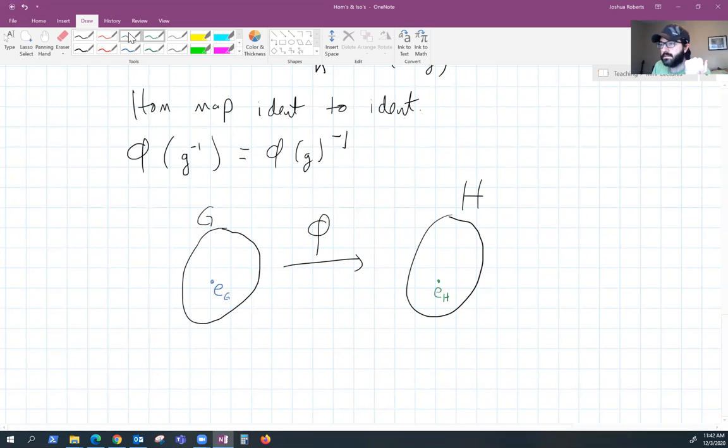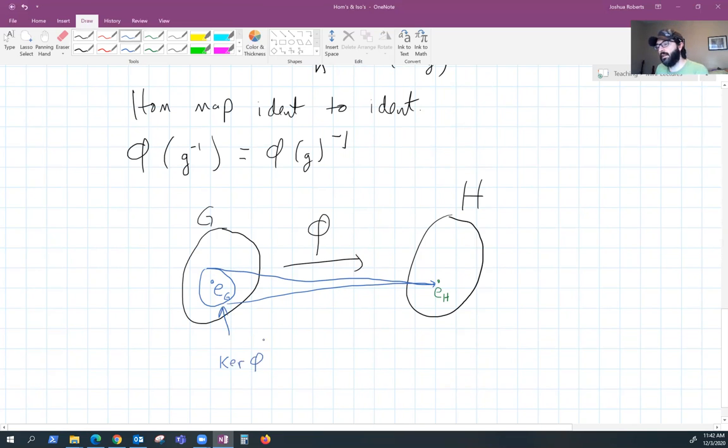There is a subset of G, actually a subgroup of G, that consists of everything that gets sent to the identity. Everything that gets sent to the identity is what we call the kernel of phi. That's everything that gets mapped to the identity in H.